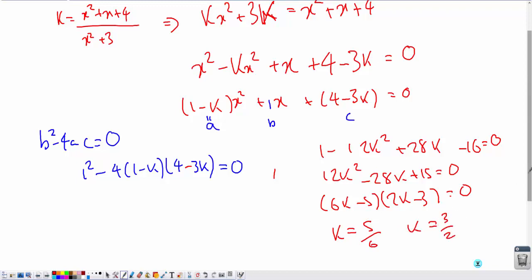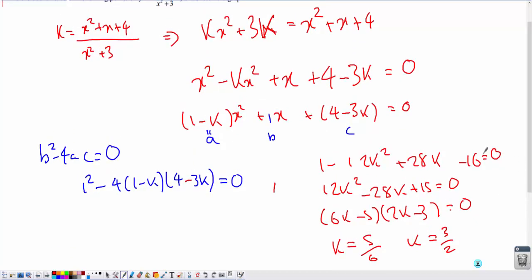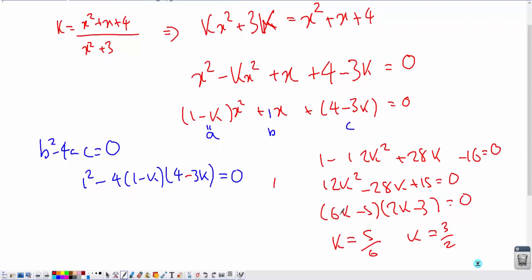So just to recap briefly, what we've done is we made it equal to k, multiplied it out, and brought everything to the same side. Found my a, b, and c to find my discriminant. Made my discriminant equal to 0. Here's my discriminant, b squared minus 4ac, plug in my values, multiply it out, solve your quadratic. You've got your two values of k. Now, what are these two values of k?